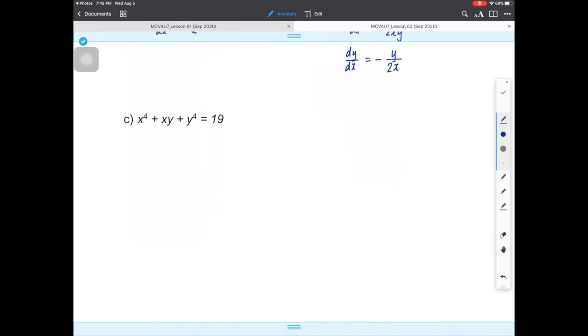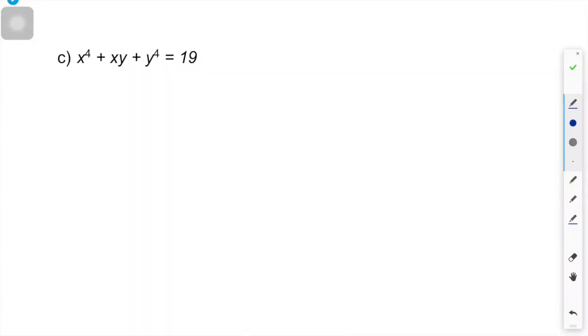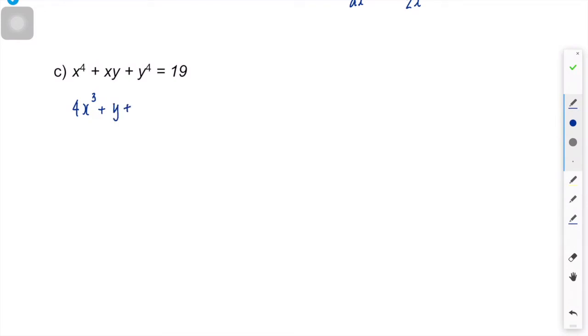Let's try question C. We have a trinomial. We can take the derivative term by term. First term, 4x cubed. Plus the second term is xy. Derivative of x is 1 times y plus x times the derivative of y, dy by dx. Plus 4y cubed, and don't forget chain rule, dy by dx equals 0.